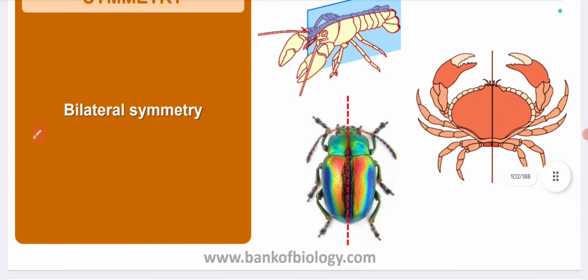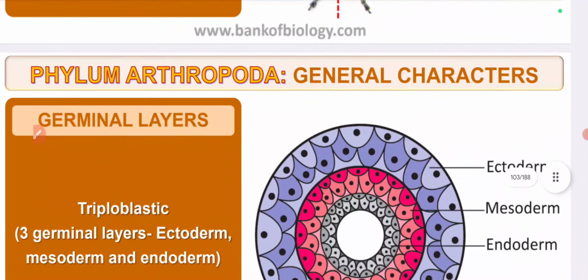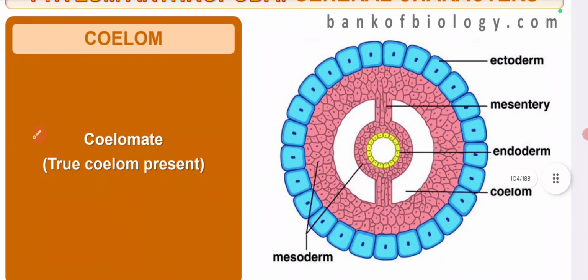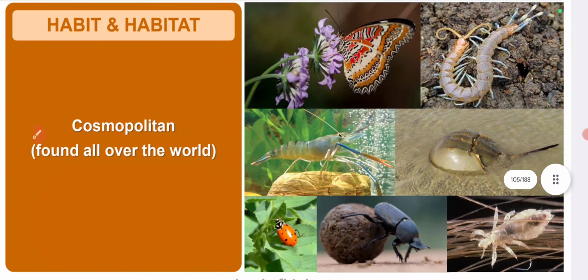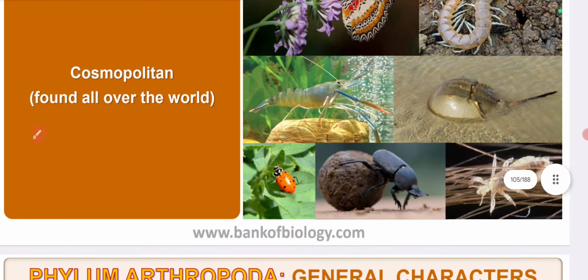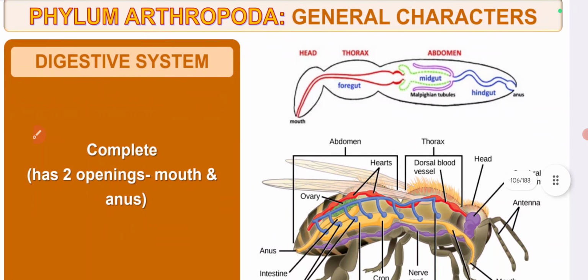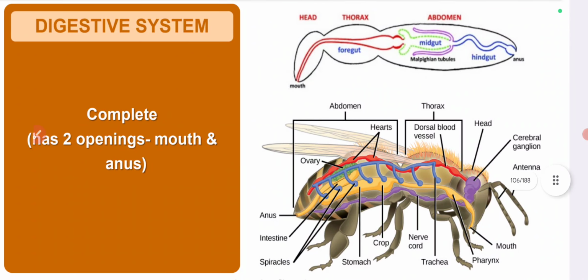Bilaterally symmetrical body, as you can see in the diagram. Germ layer is triploblastic, means 3 germ layers are present: ectoderm, mesoderm and endoderm. Coelom means true coelom is present, coelomate animals. Habitat is cosmopolitan, found all over the world. Cosmopolitan word is used. Digestive system is complete, that is 2 openings, 1 mouth, other is anus.